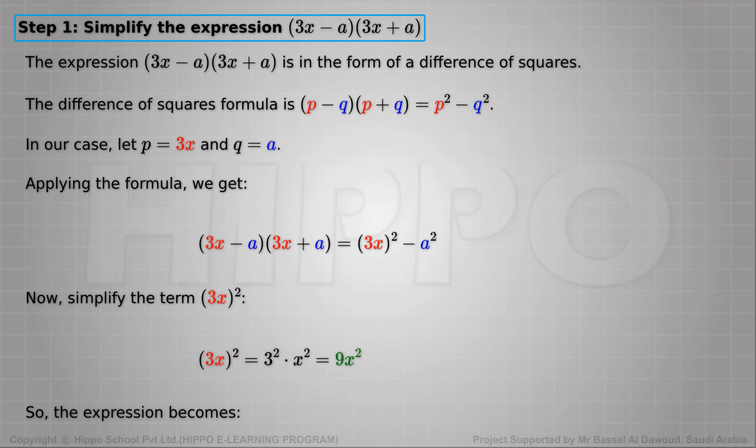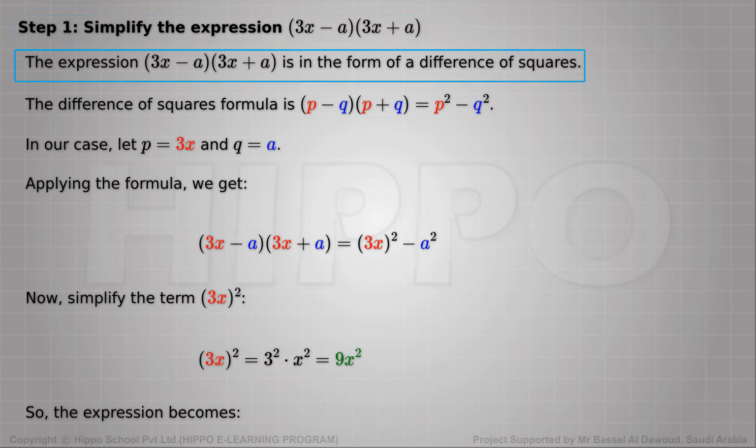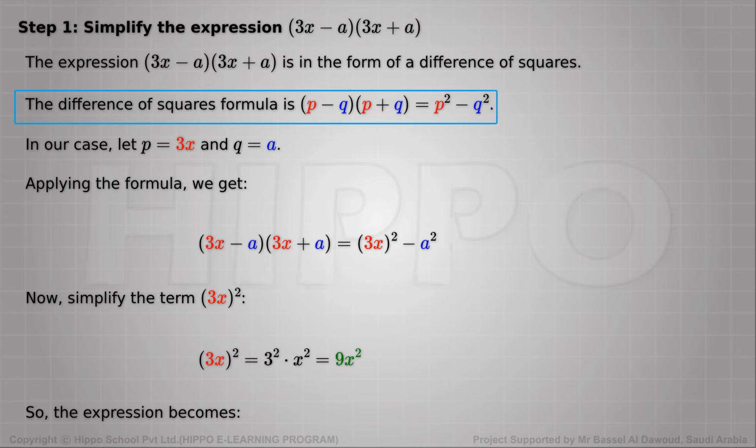Okay, take a close look at the expression we need to simplify. This form, something minus something else, times something plus something else, is a special pattern you must know for the SAT. It's called the difference of squares. The formula, as you can see on the screen, is (p - q)(p + q) = p squared minus q squared. Recognizing this pattern saves you from having to use the FOIL method and is much faster.